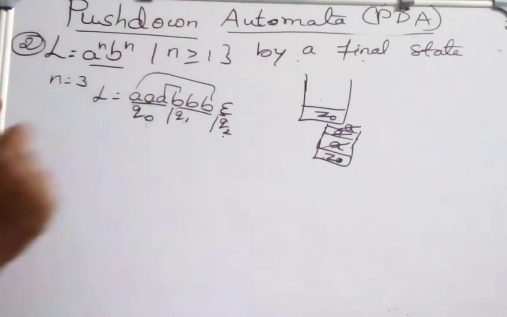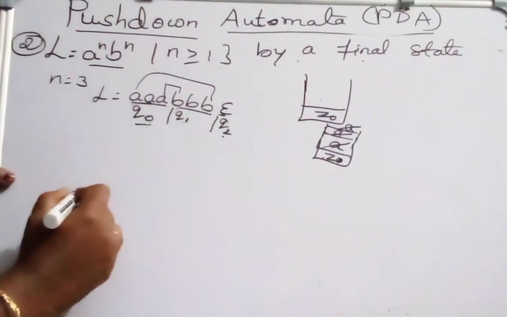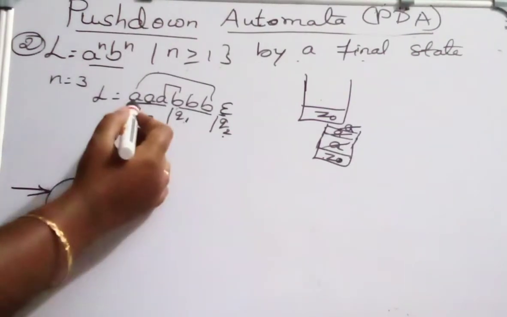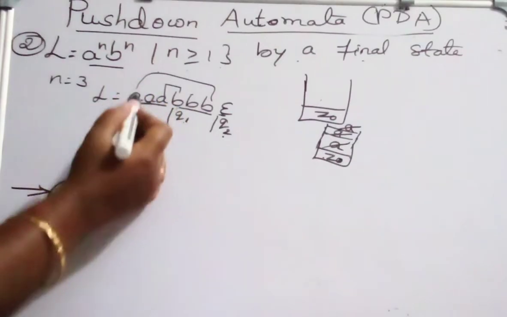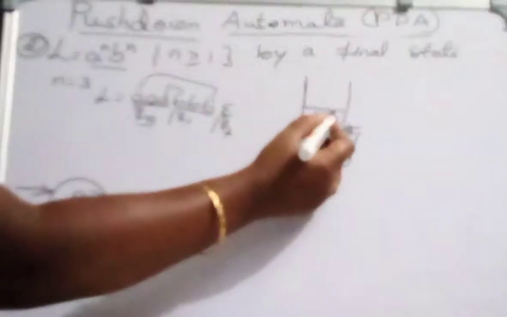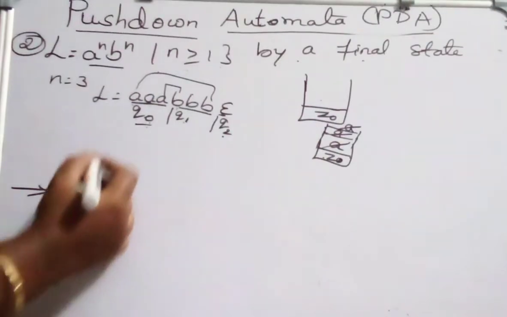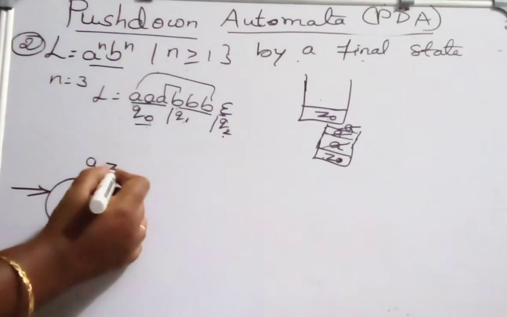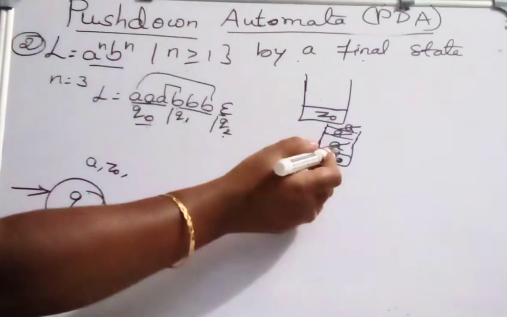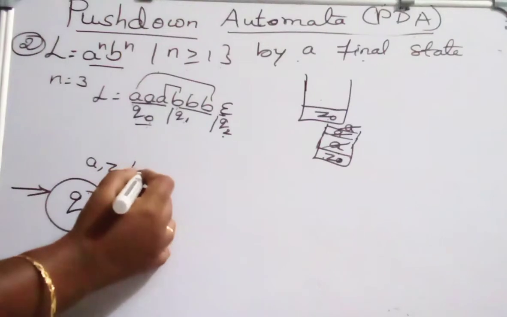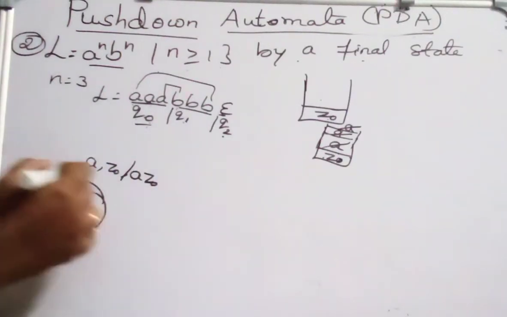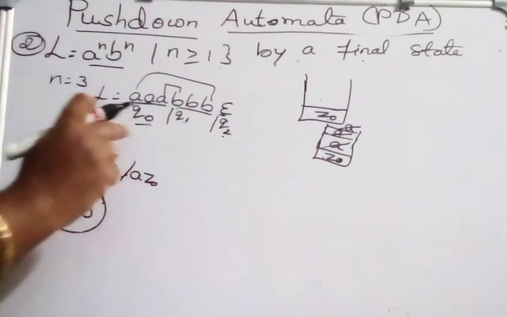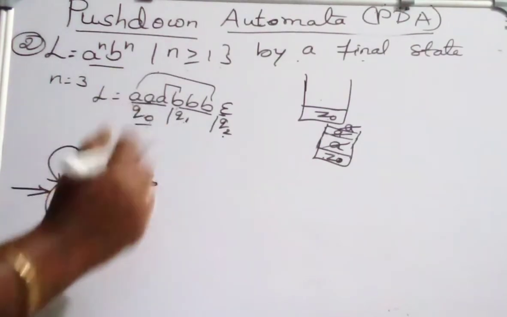Now how to write it in the form of a PDA? You start from the starting state Q0. From the starting state Q0, it remains in the state Q0 itself whenever it is consuming the input A. So what is the first step? From the state Q0, on reading A, when the top of the stack is Z0, it will push that A to the stack. So we write alpha as AZ0. It remains in the same state Q0 itself.